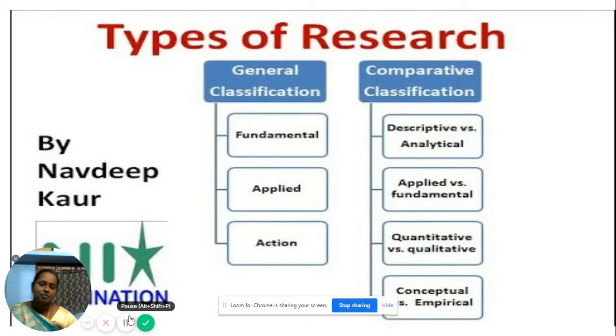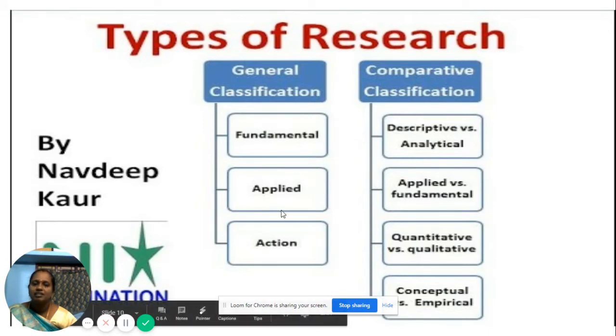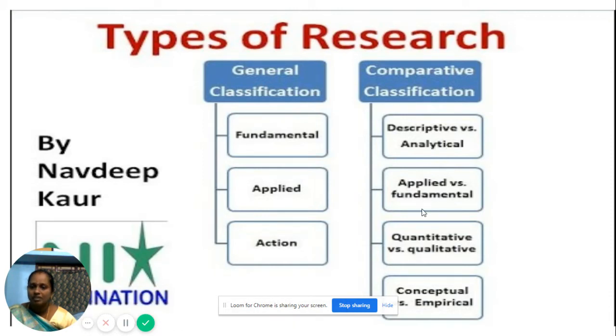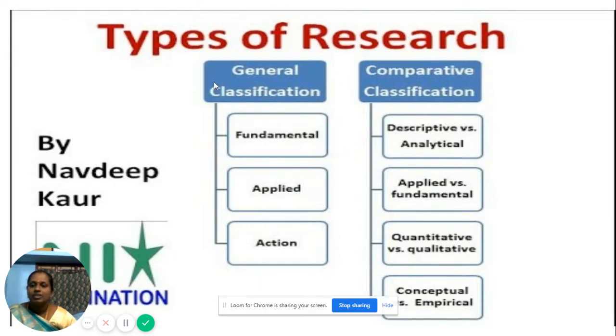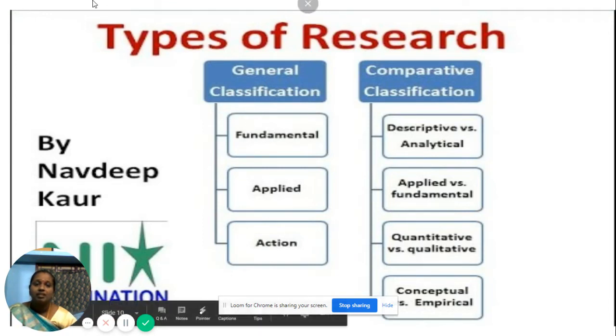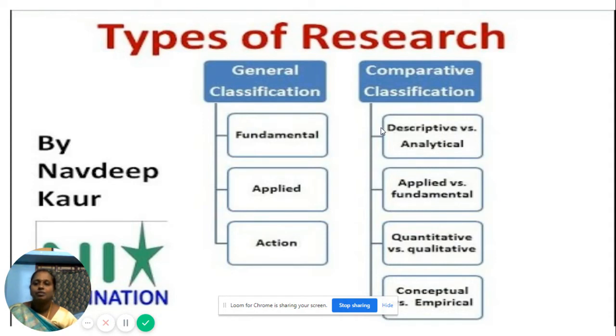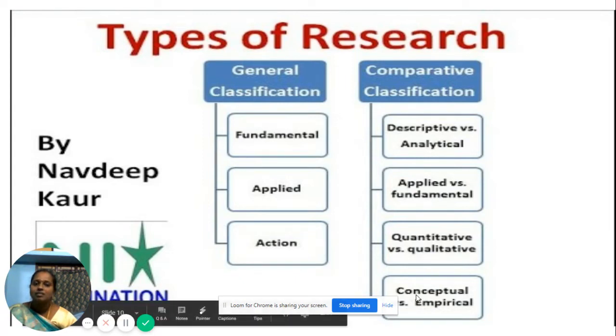Now we pass on to types of research. General classification: fundamental research, applied research, action research. Comparative classification: descriptive versus analytical, applied versus fundamental, quantitative versus qualitative, conceptual versus empirical. This is a synopsis for your essay type question; definitely this comes under essay type questions. Generally we classify research into three: fundamental, applied, action. Comparatively means two research types can be compared: descriptive versus analytical, applied versus fundamental, quantitative versus qualitative, conceptual versus empirical.